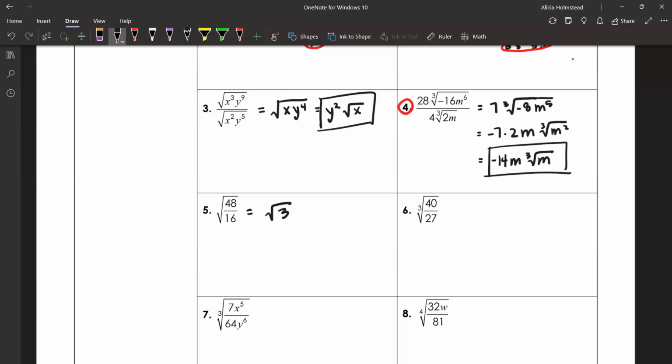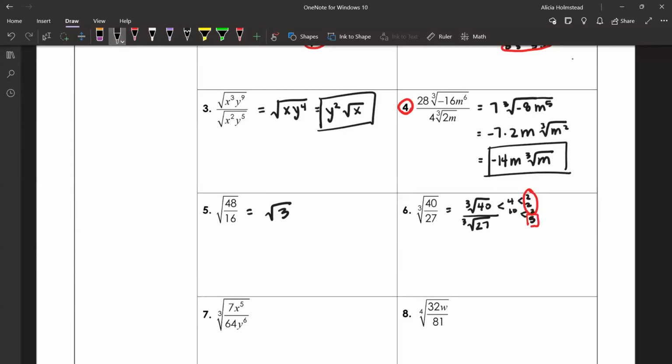Number 6 here, 40 divided by 27, that does not simplify nice. Those have no common factors, actually. So instead, what we're going to do is separate them into two separate radicals and then simplify both of those. So 40 is 4 and 10, 4 is 2 and 2, 10 is 2 and 5. Looking for groups of 3 things.